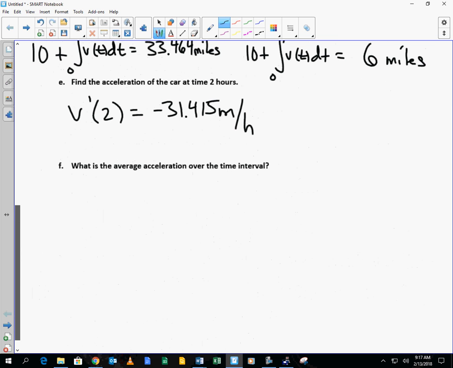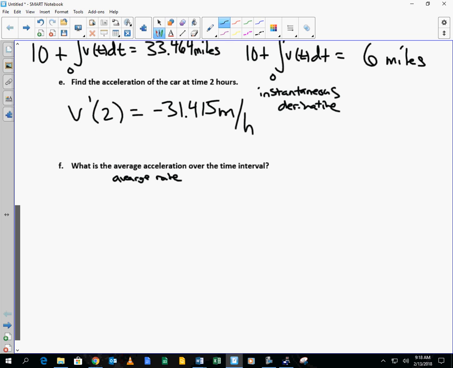Are we given the acceleration function? No. The acceleration is a rate of change from the velocity, correct? Here is where we found instantaneous. We took the derivative. What do we do if we want to find, instead of instantaneous rate of change, average rate of change? Okay, we use the slope formula, right?